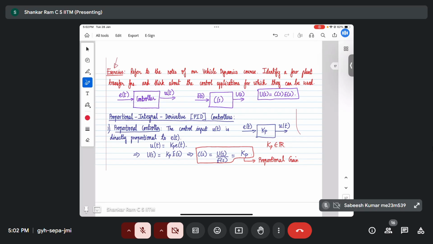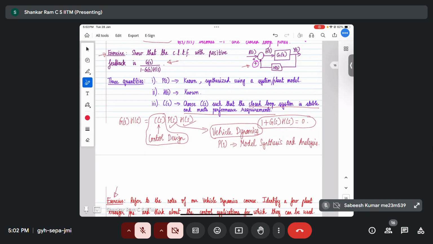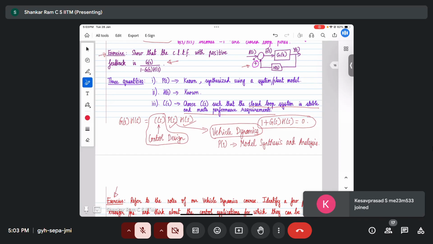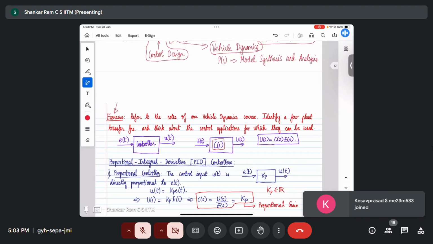So we identified three main transfer functions: the plant transfer function P of S, the feedback transfer function H of S, and the controller transfer function C of S. So the overall control design problem deals with figuring out the controller transfer function C of S to ensure closed loop system stability and performance.